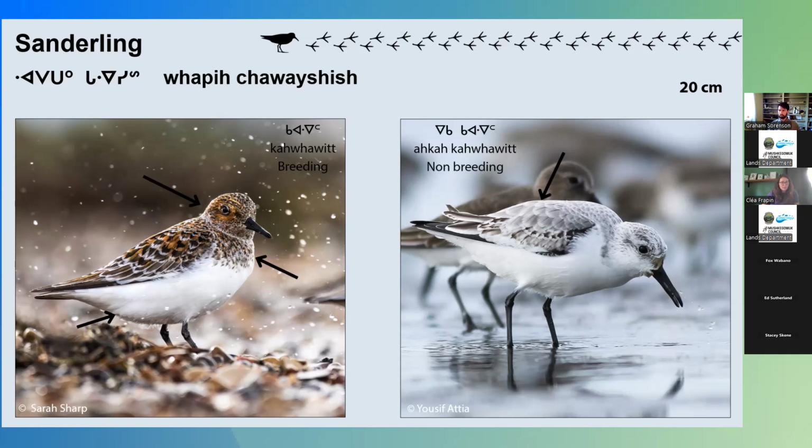When in non-breeding plumage, it becomes one of the lightest colored shorebirds. I like to call it the snowball shorebird. The back is light gray and the belly is very white. It gives a bright, almost snowy appearance to me. So yeah, it's easier to tell this one apart from the others.